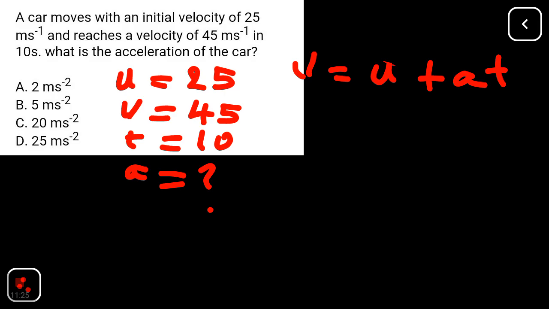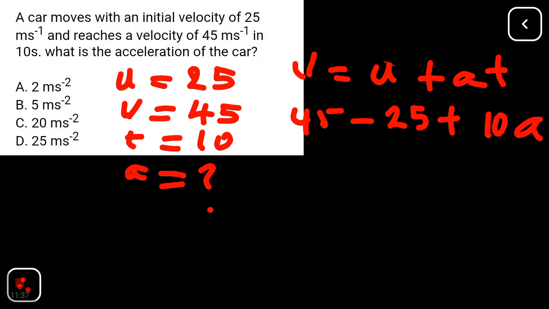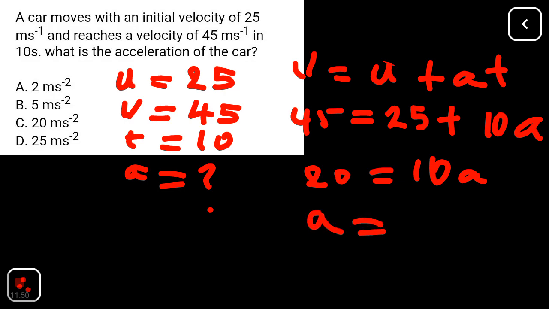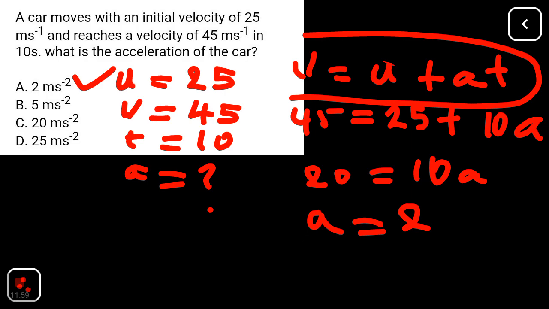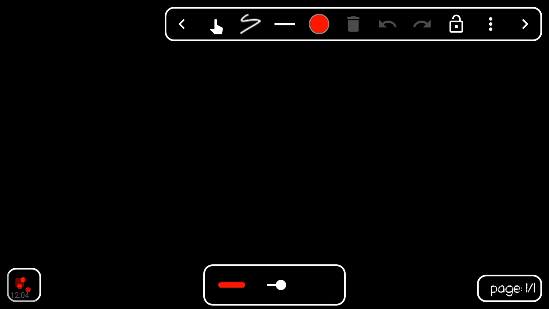So now you have that 45 is equals to 25 plus 10a there, right? Because the time is 10 there. So if you take 25 to the other side, you have 45 minus 25, which gives you 20 is equals to 10a. So your a now equals 2 meter per second squared. That makes option A the correct answer. So you can see how I use this equation to get my answer fast.